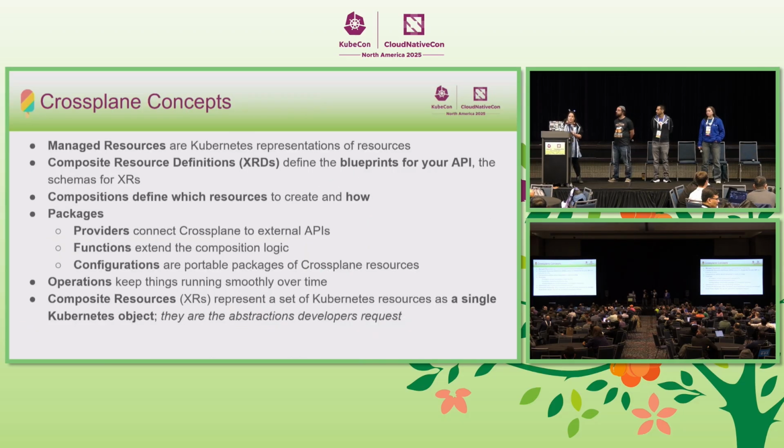I wanted to go over some of the Crossplane concepts that you will get to see in this workshop today. First, we have managed resources. These are the Kubernetes representations of the resources that you are managing with Crossplane. Then behind that, we have composite resource definitions. These are the blueprints of your APIs, basically the schemas for your composite resources. And then the compositions are going to be defining which resources are going to be created and how. And then we also have packages, which are the extension of Crossplane, where we have providers that allow you to connect to AWS, GCP, Azure, Kubernetes, and other things like it.